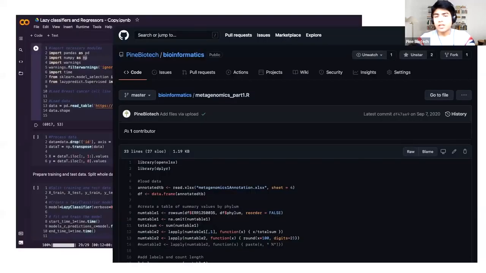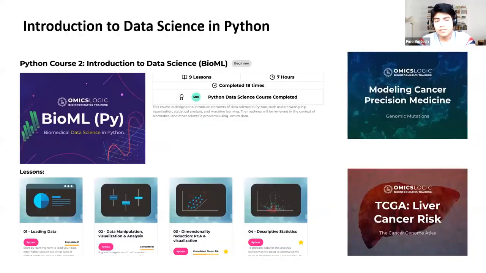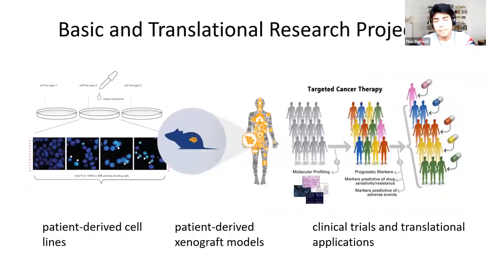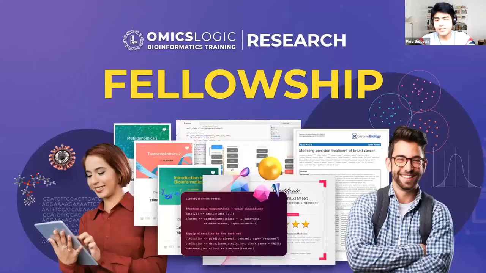So here's again talking about how these Omics Logic courses not only teach you to understand the logic behind bioinformatics, but also teach you to get expertise with Python and R. So these are some of the courses that we already have on our platform, which you can complete at your own pace whenever you want. So Python, R, and finally you can translate your understanding and your knowledge to basic and translational research projects that you can do. So the entire story winds up like this at Omics Logic.